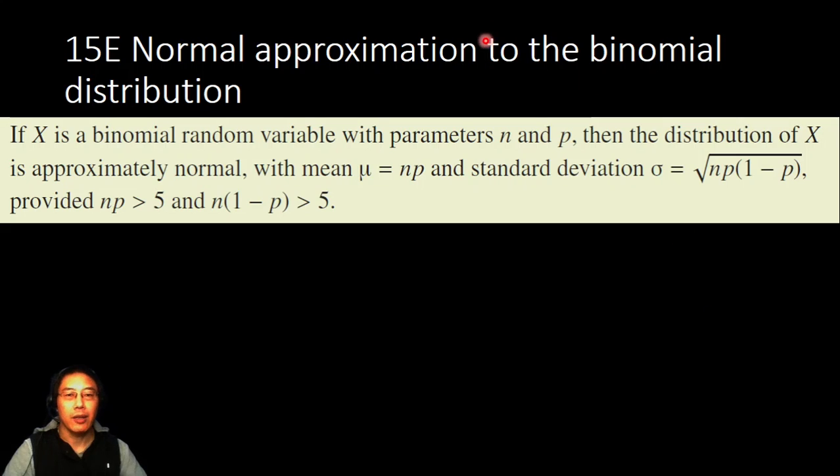Now if you have a binomial random variable, so X is a binomial random variable with parameters n and p, then the distribution is usually approximately normal, so we can determine the mean and the standard deviation using those formulas. Those are preconditions. The idea is you want to have a large sample size.